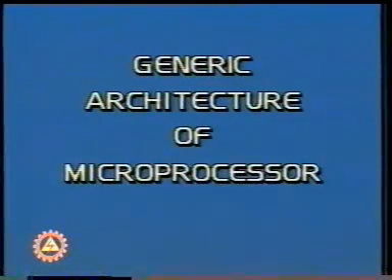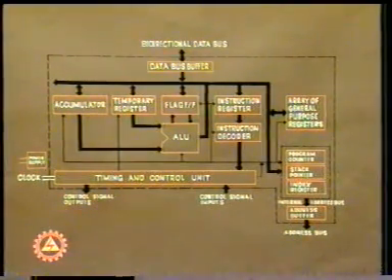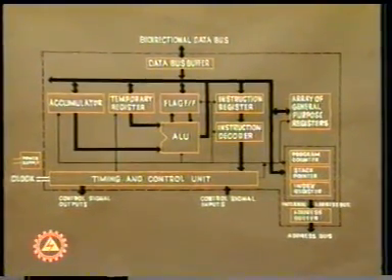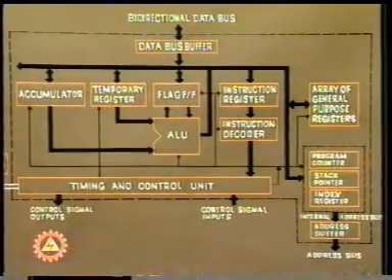Hello viewers, you are already familiar with how microprocessor operates as a programmable sequential and von Neumann machine. Today I would discuss about the generic architecture of a microprocessor. Then I would discuss about a specific microprocessor Intel 8085A. The generic architecture containing various functional components are shown in the schematic diagram.